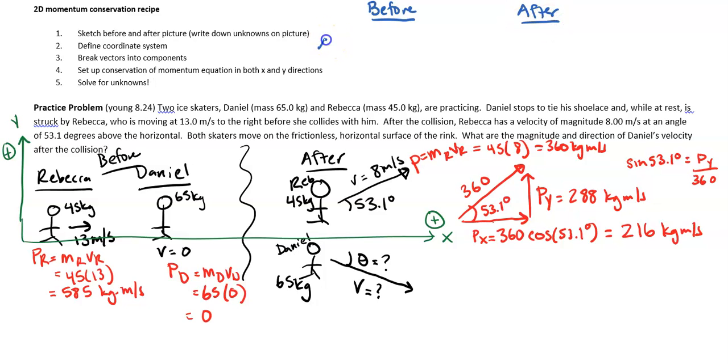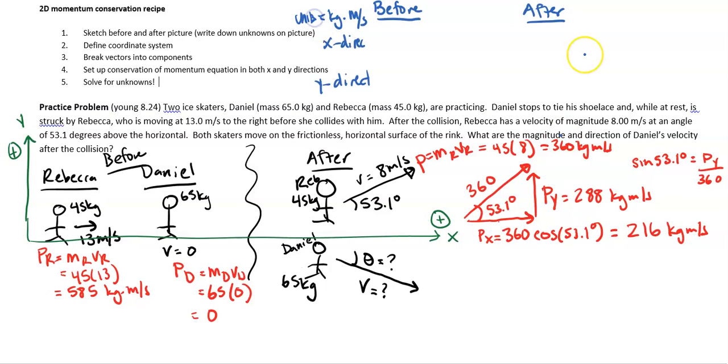So, and then we'll have both the X direction and the Y direction. And keep in mind, momentum is what's conserved. So the units need to be our units of momentum, so mass times velocity, which is going to be kilograms meters per second. Cool. And beforehand, we have both Rebecca and Daniel separately.